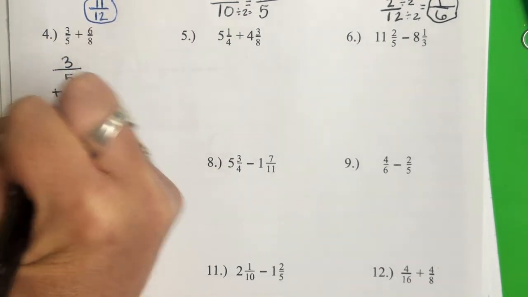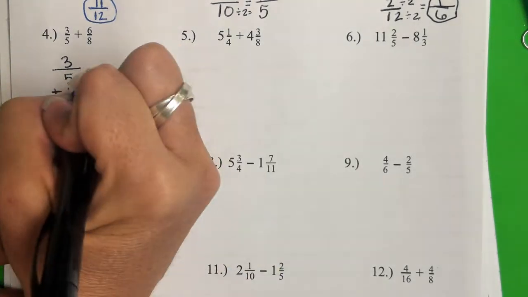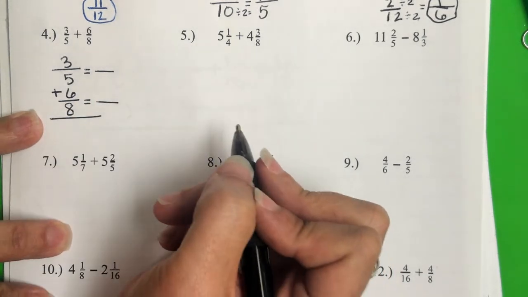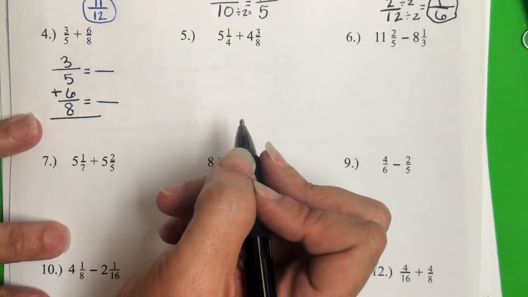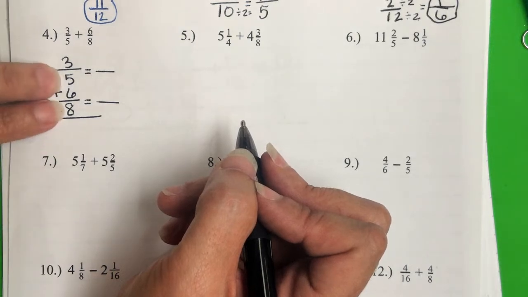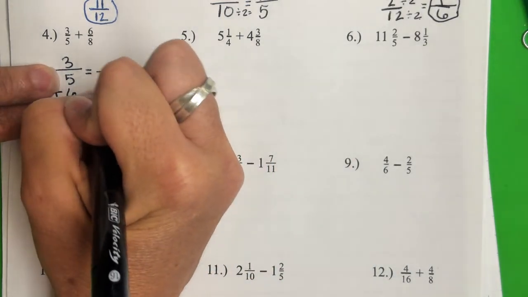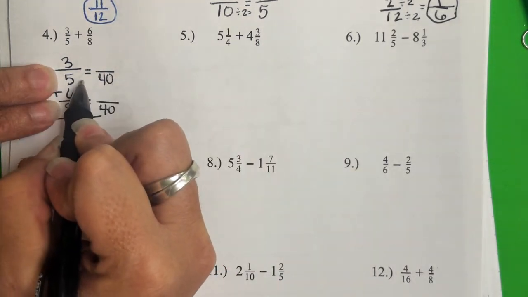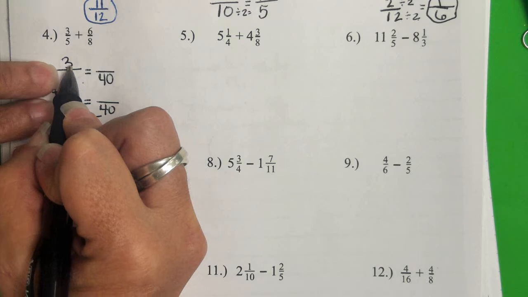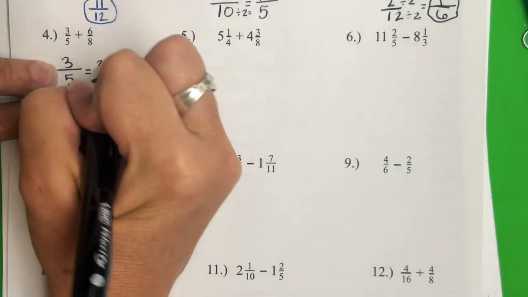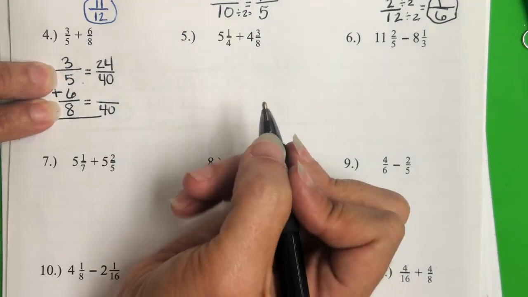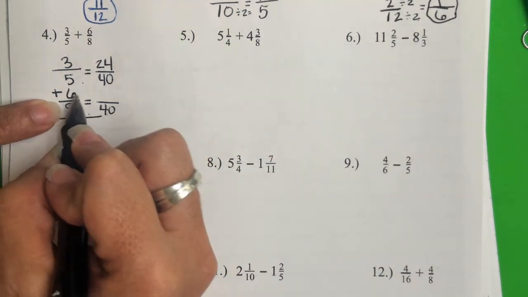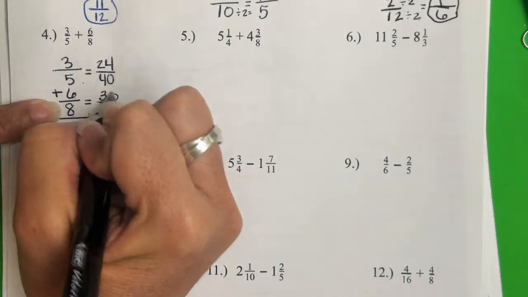So, common denominator between a 5 and an 8. None. Wait, 40. You gotta skip count by 5 and 8. Yeah, 40, yes. So, 5 times 8 is 40. 3 times 8 is 24. 8 times 5 is 40. 6 times 5 is 30.